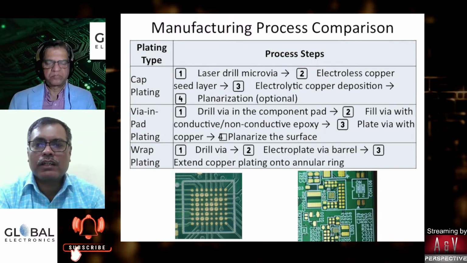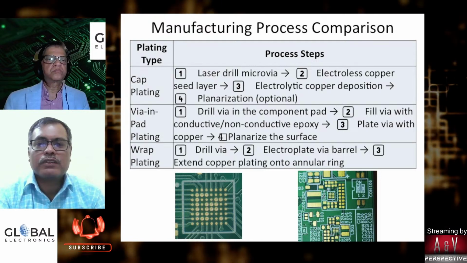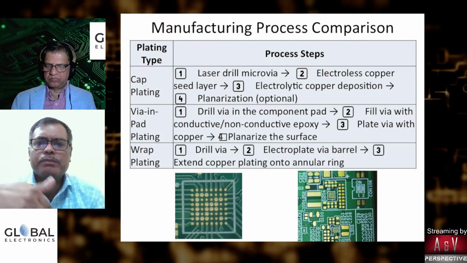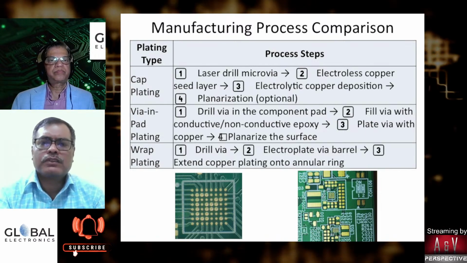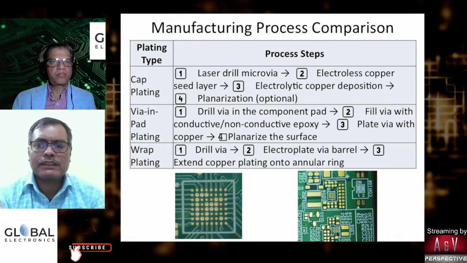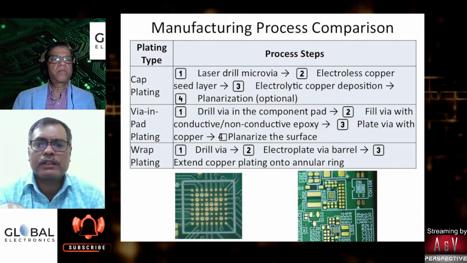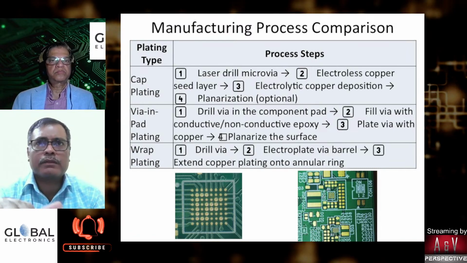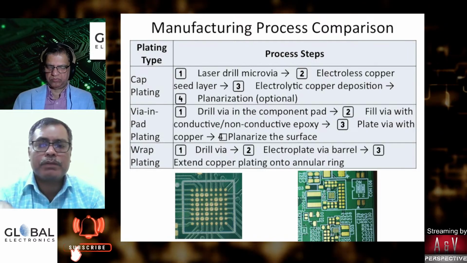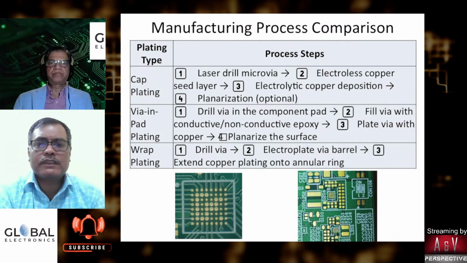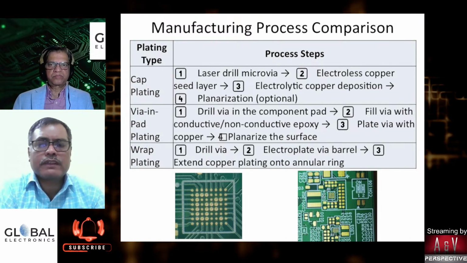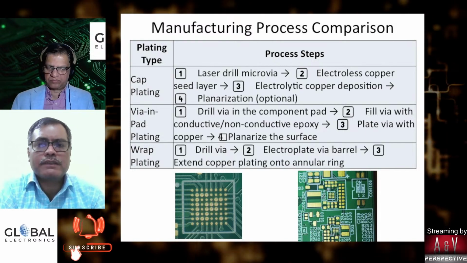And electrolytic copper deposition. Once the electroless copper is built, we have to plate extra copper. So the fourth process is planarization. We have to make that via flat. There should not be any bump or any dimple kind of thing. This is a very critical process, and many manufacturers will fail in this process.